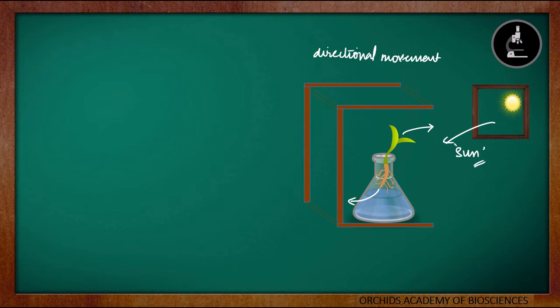So through this experiment, we are trying to come to a conclusion that wherever the sun's direction is, to that direction only the growth will be there, either towards the sun or away from the sun. If it is shoot, it will grow towards the sun, and if it's root, it will grow away from the sun. Now let us see some more stimulus. For that, let us consider another experiment.